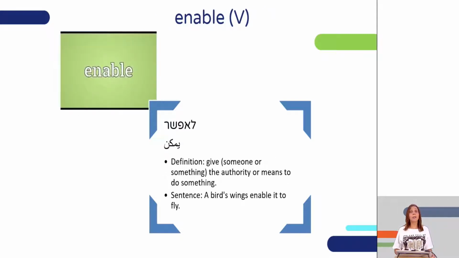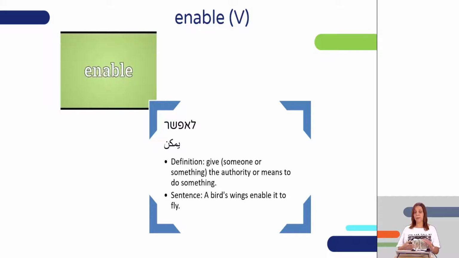Enable. Enable is a verb. It's from the word able, if you can remember it. Able is to be able to do something. I can do something. So here, it is the same. Enable is a verb, and it means to give someone or something the authority or means to do something.